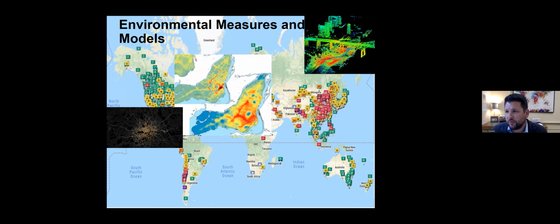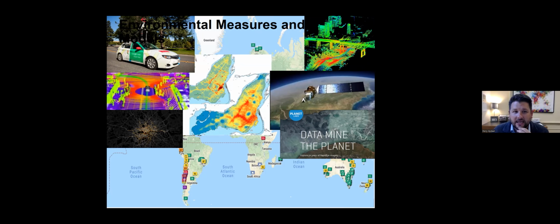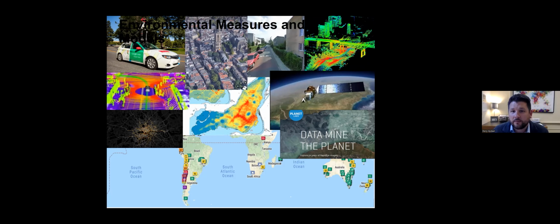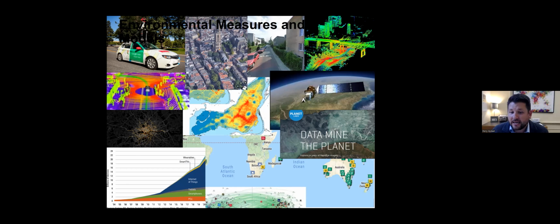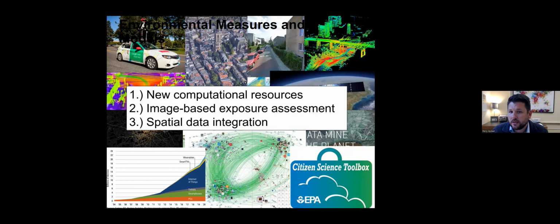But we have a lot of new things that we can start using, right? So GIS data, there's a lot of exciting developments with satellite data, connected vehicles and LiDAR, imagery, connected devices, social media, and then citizen science approaches. And so there's a lot of exciting things going on here. I'm just going to highlight 3 of them. One is new computational resources available and what we can do with those. Image-based exposure assessment. This is developing really rapidly in terms of applying deep learning models to imagery to assess exposures. And then spatial data integration. How do we take all of this and put it together into studies?